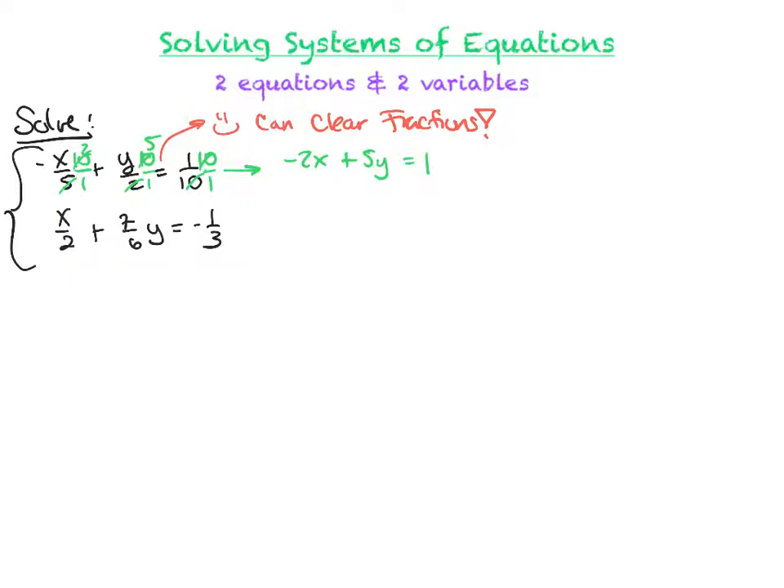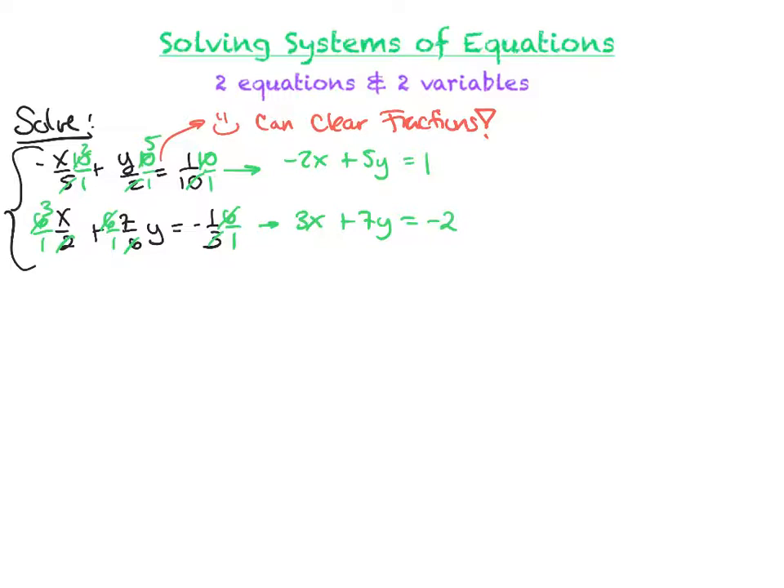And in the bottom equation, let's see, between a 2, a 6, and a 3, the LCD there is 6. So multiply both sides of our equation by 6, or 6 over 1, and reduce. 2 goes into 6 3 times, so this will be 3x. 6 goes into 6 once, so that will be a plus 7y. And 3 goes into 6 twice, leaving us with a negative 2.